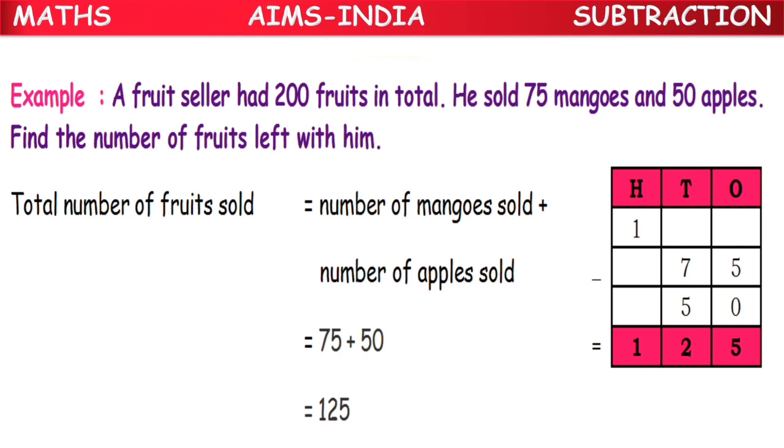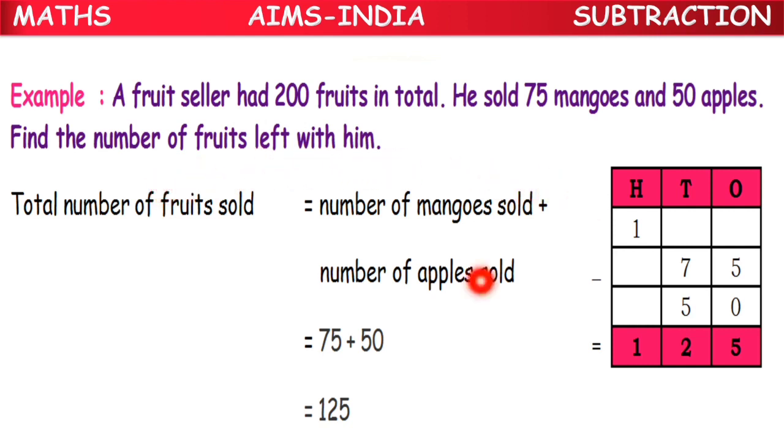Yes, what was this, children? This was our first word problem on subtraction. Clear? Now moving on, another example. A fruit seller had 200 fruits in total. Yes, a fruit seller had 200 fruits in total. He sold 75 mangoes and 50 apples. Find the number of fruits left with him.